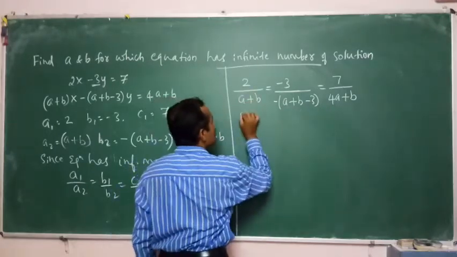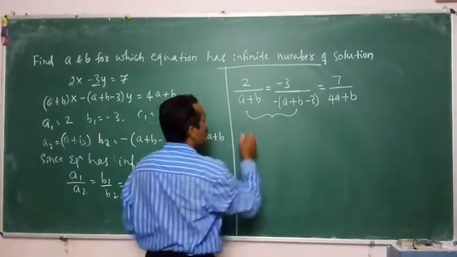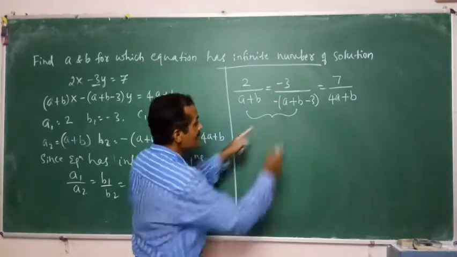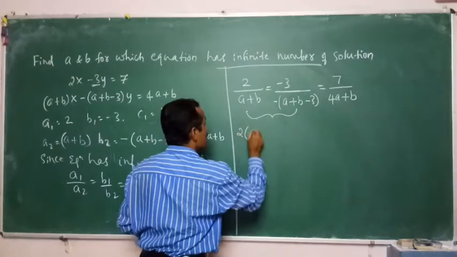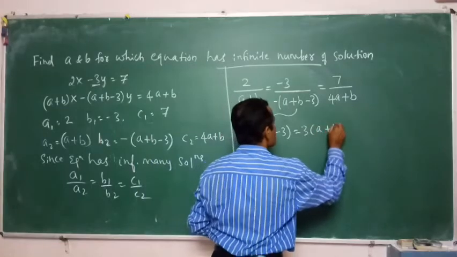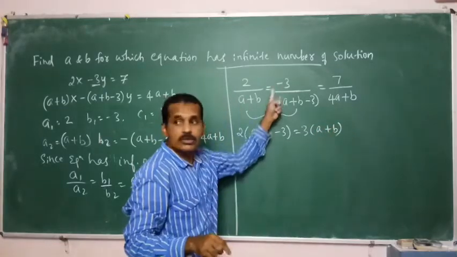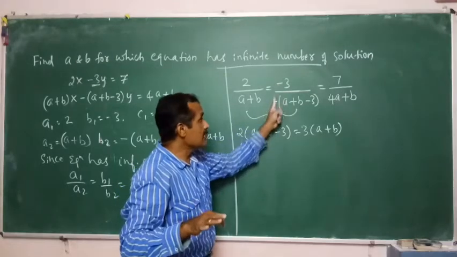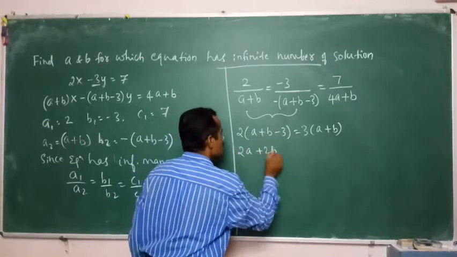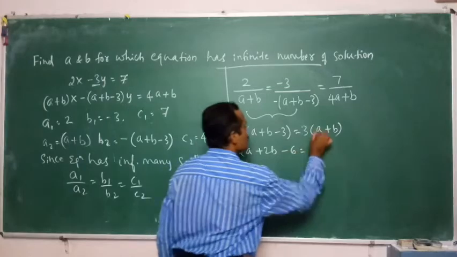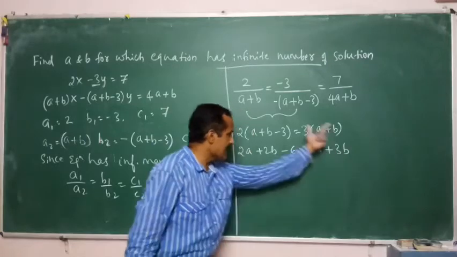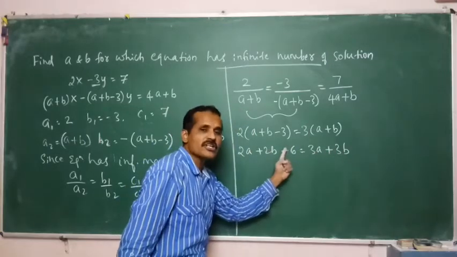Come on, let me take these two first and generate one equation. Minus gets cancelled. I will cross multiply. 2 into bracket A plus B minus 3 is equal to 3 into A plus B. The point to be noted here, both minus signs are getting cancelled, so I have multiplied without minus. Open the bracket. 2A plus 2B minus 6 is equal to 3A plus 3B. Both these 3A and 3B I will take to the LHS, and minus 6, the constant, I will take to the RHS.